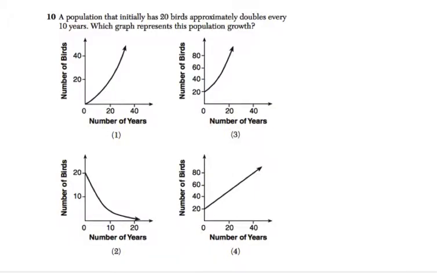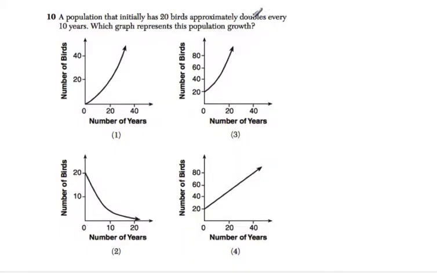Okay, for number 10, we're looking at a population of birds. It started with 20 birds, and it doubles every 10 years. So you can see these graphs aren't very accurate. We're not getting too precise here. There's no grid or anything like that. We're just looking for a rough sketch to represent this scenario.